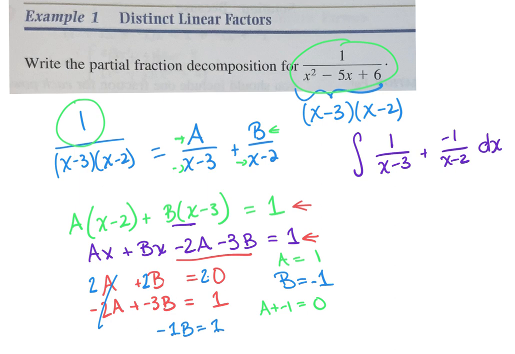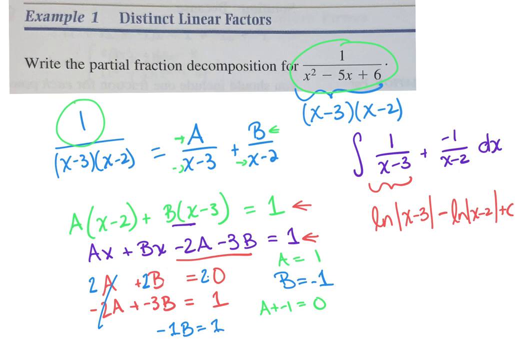So what is my antiderivative then of this piece of it? Well, it's going to be the natural log of x minus 3, right? This is going to be the natural log of x minus 2, but I'm going to have a negative in front of it because of that 1. So minus the natural log of x minus 2. And then, of course, I have this plus c.